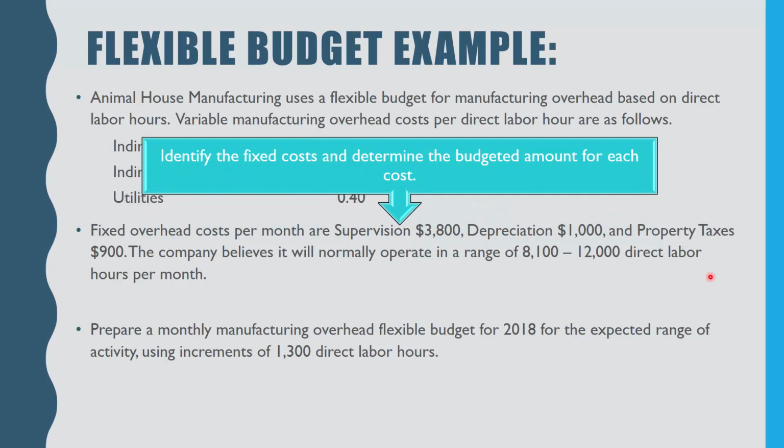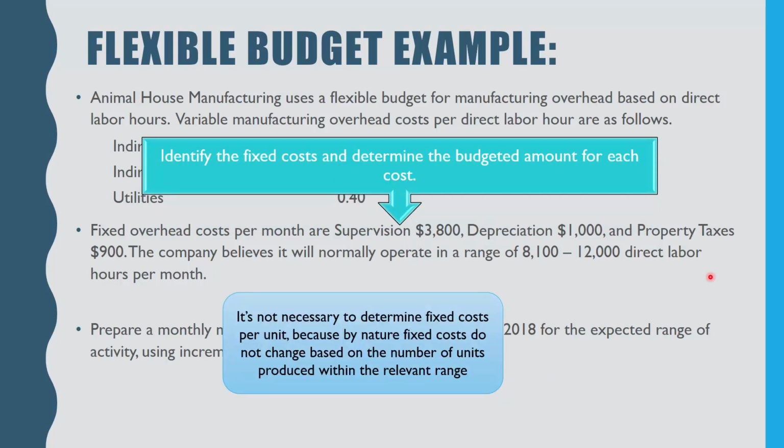Our next step is to identify the fixed costs, which were given in the problem. Okay, and it's not necessary to determine a fixed cost per unit because by their nature, fixed costs do not change as production levels change.